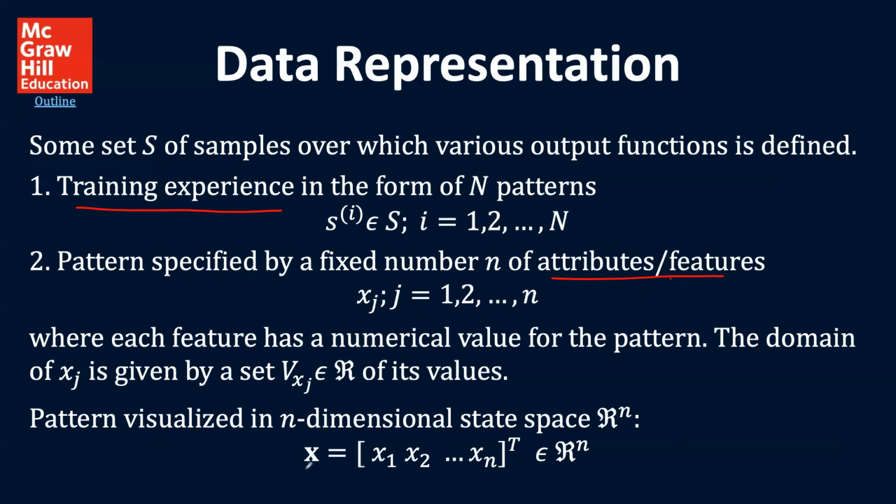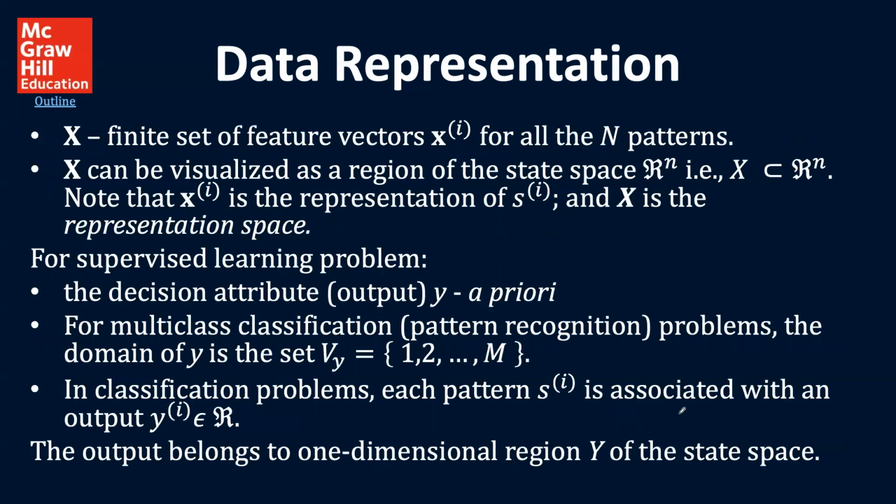So here we can be trying to do some type of projection for every different sample by focusing on each of the features or attributes. We're going to have a finite set of feature vectors, x, for all the n patterns, and x can be visualized as a region of a state space, where R could be the term we would use for that. X is the representation space.